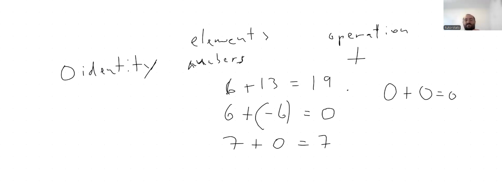Any number plus the identity, when I combine any number with the identity, I get the same number back, the one that's not the identity. Or if there's two identities, I get the identity back.